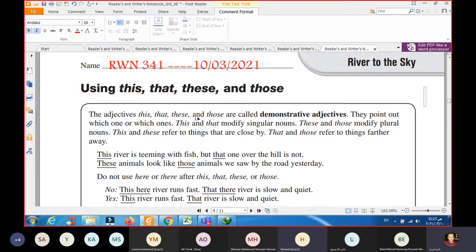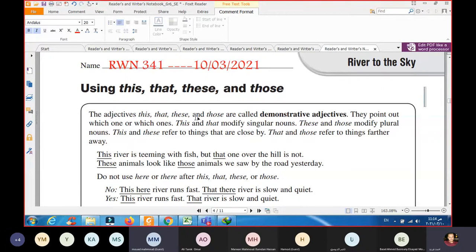Okay. Can you explain, Mahmoud? No. Okay. Can you explain, Muaz? It's very easy and simple. Explain this, that, these, those. Yeah, these and those, this and that. Very easy. Okay, I will try.